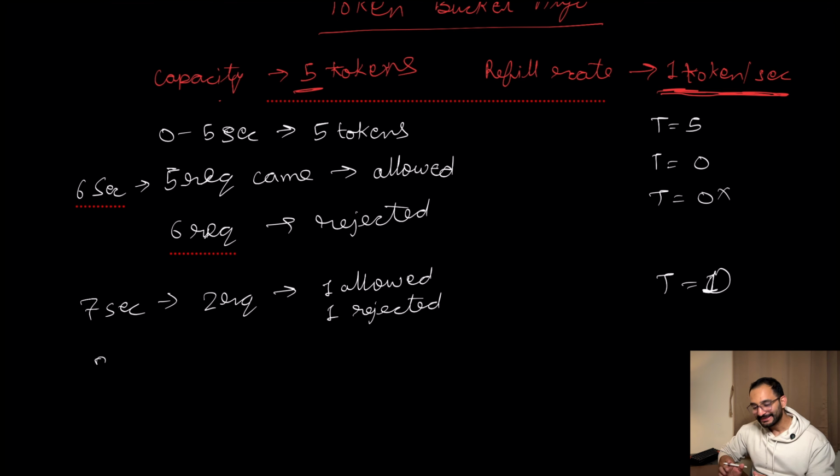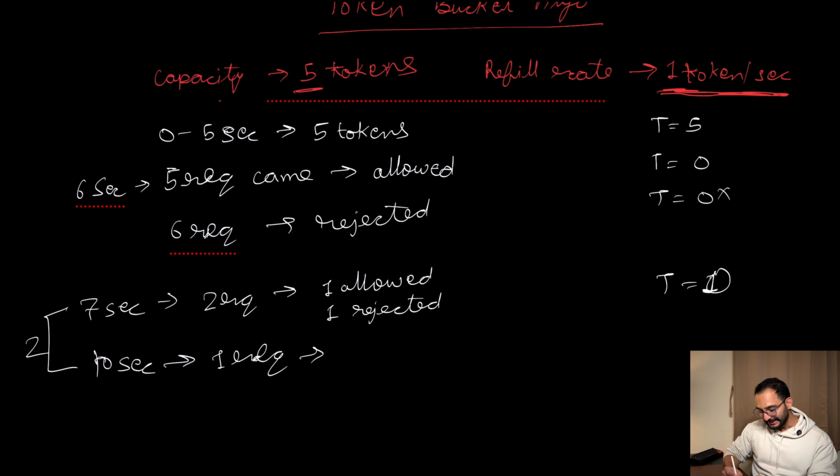Now, at 8 and 9 seconds, we didn't get any requests, and at 10 seconds, we got 1 request. So from the completion of 7 seconds till the starting of 10 seconds, we have a difference of 2 seconds. That's why our token count became 2, and we can easily accept this request, and again our token count will become 1. This is how the token bucket algorithm works.